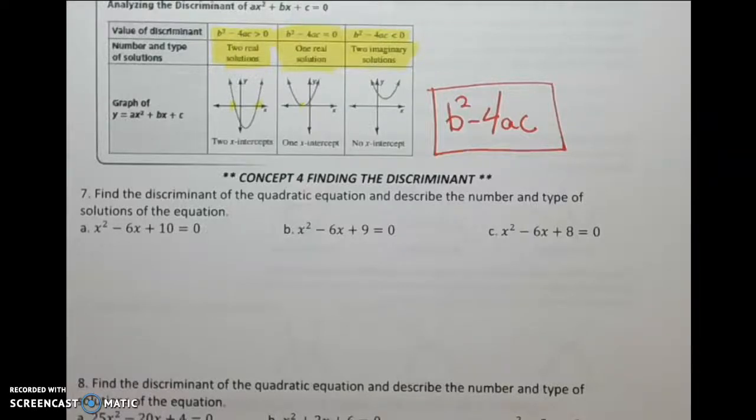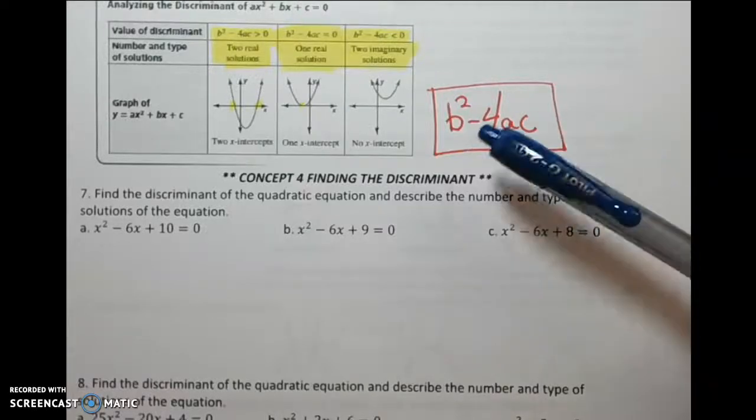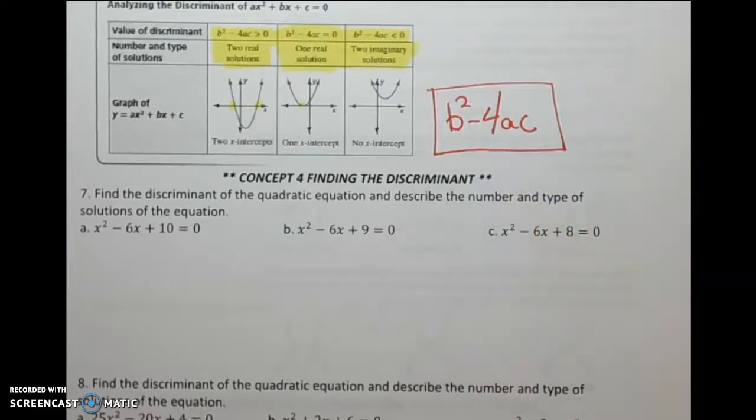Concept number 4, finding the discriminant. Again, that is b squared minus 4ac, just what's under the radical. Again, if it's a positive number, you get 2 real solutions. If it's 0, you get 1 real solution. If it's a negative number, you get 2 imaginary solutions.